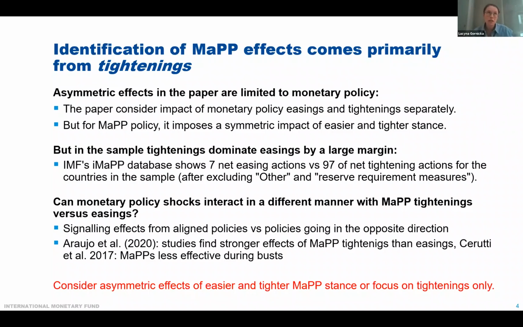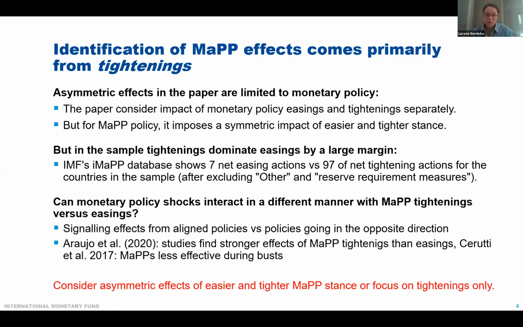And I think there could be examples of channels through which that indeed could be the case. So for example, you can think of signaling effects from monetary and macroprudential policies that are aligned, so go in the same direction, versus different signals, for example, about the situation of the economy and the level of risks, when the two policies go in opposite directions.